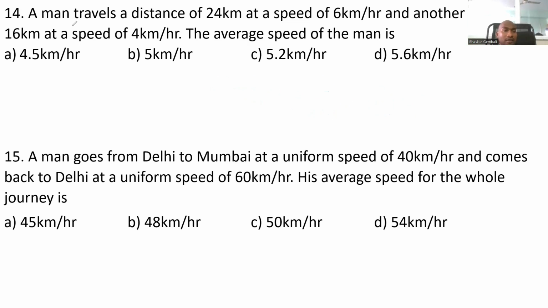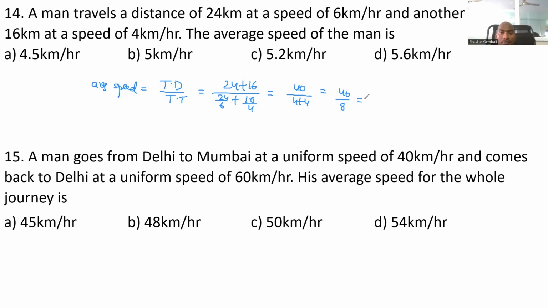Okay, see the question. A man travels a distance of 24 kilometers at a speed of 6 km per hour and another distance of 16 km at a speed of 4 km per hour, find the average speed. Average speed equals total distance traveled by total time taken. So 24 plus 16 is the distance, total time is 24 by 6 plus 16 by 4. 40 by 4 plus 4, 40 by 8, which is 5. So the average speed will be 5 km per hour. Option B is correct.